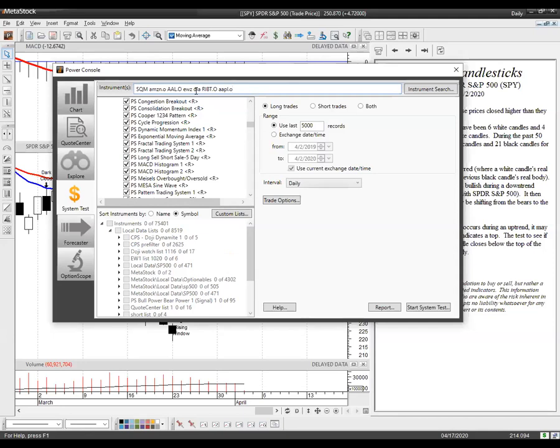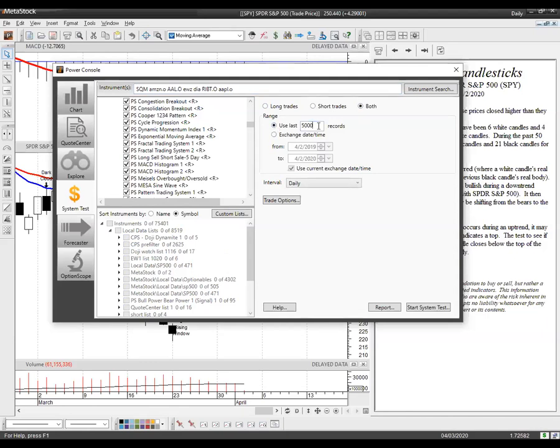Now, let's go ahead and kind of just talk a little bit about what we're going to test. So I'm going to do long trades. I'm going to do short trades. So I'm going to do both long and short trades. Okay. I've got it set to run about 5,000 records right now.